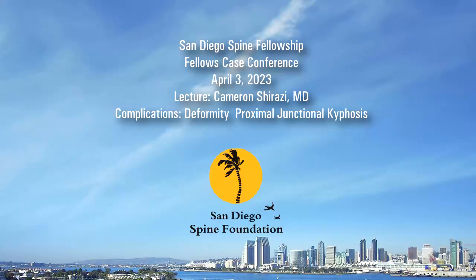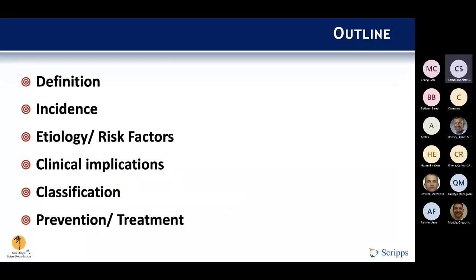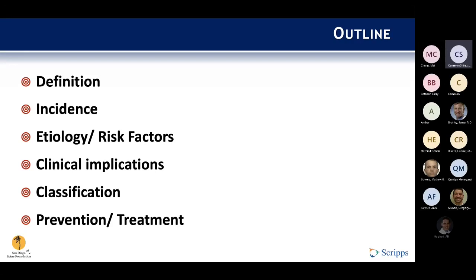So presentation topic is proximal junctional kyphosis in the setting of deformity. I'm Cameron Shirazi, one of the fellows here. So just an outline for the discussion today. We'll go through definition, incidence, risk factors, implications, classification, prevention, and treatment.